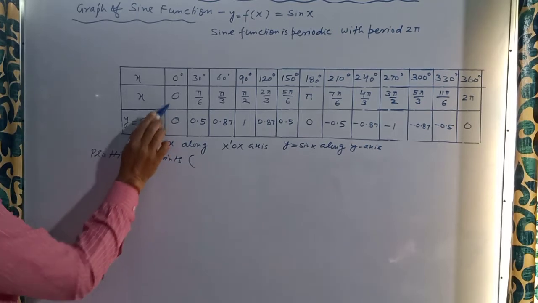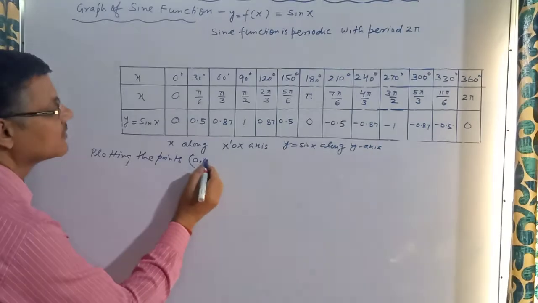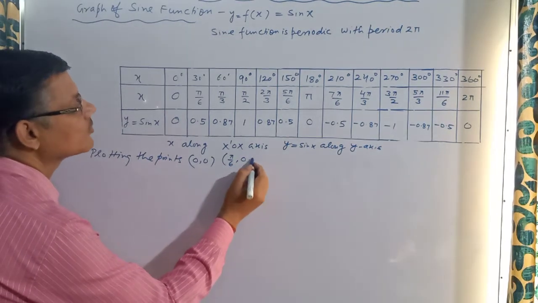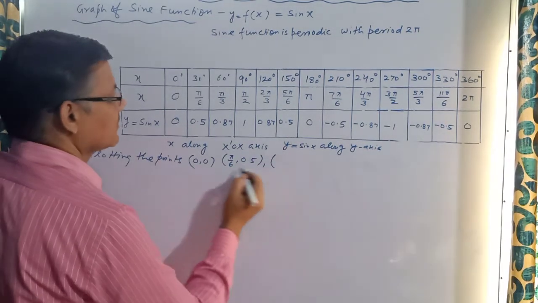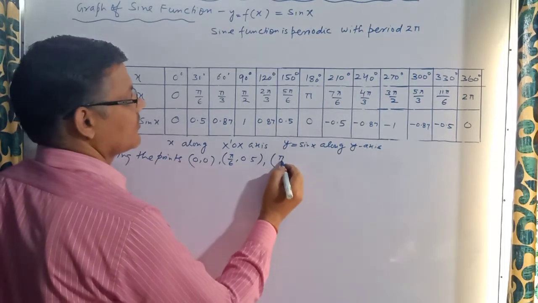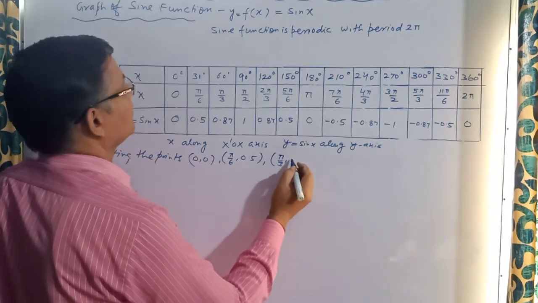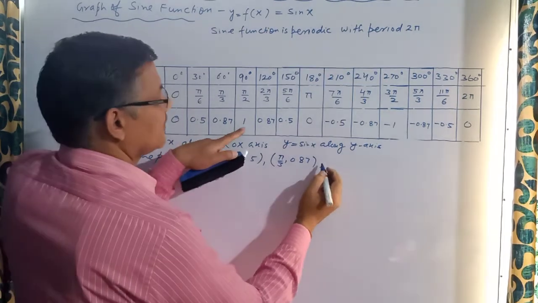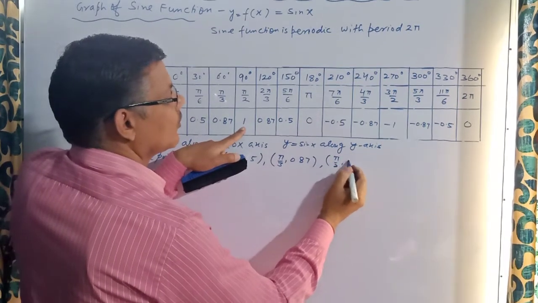Make the points taking x and y. First point is 0, 0. Second is pi by 6, 0.5. Next point is pi by 3, and that is 0.87. Next point is pi by 2, 1.